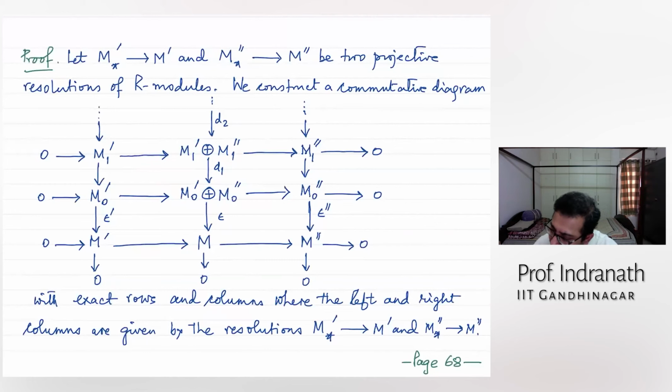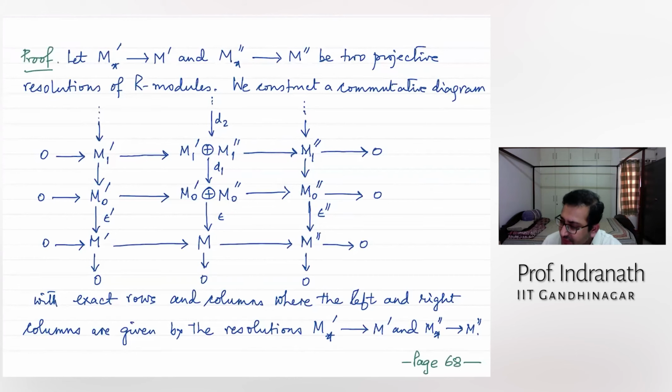So here you are. Let M'_* and M''_* be two projective resolutions, and then we construct a commutative diagram with exact rows, where the left and right columns are given by the resolutions. They are resolutions. We know that they exist. But then you could have asked, why take so much trouble? Why not take another resolution out here? Can somebody answer, why did we have to take this trouble of creating this direct sum and all?